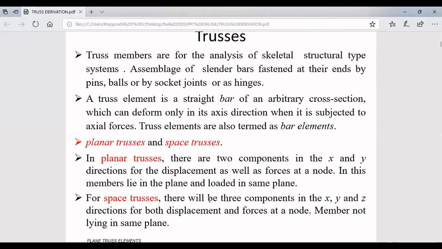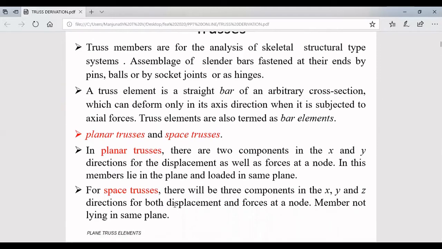A three-dimensional analysis can be carried out because there are 3 degrees of freedom. These members are not lying on the same plane because there is one more direction, the z direction, so the structure does not lie on a plane, and the load is also not applied in the same plane.